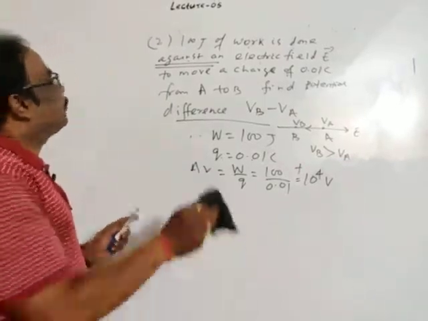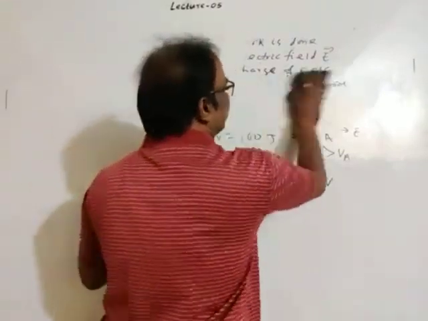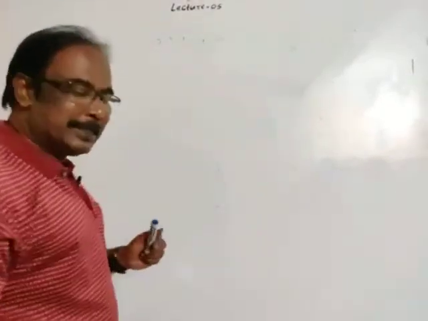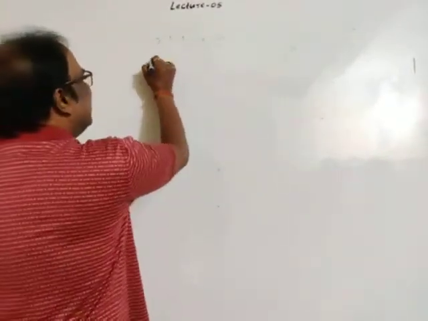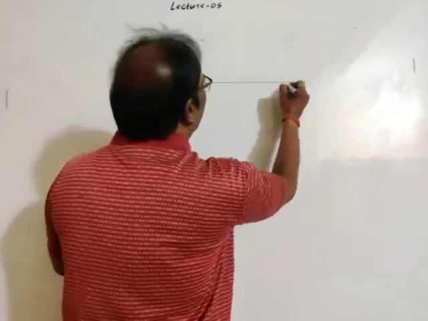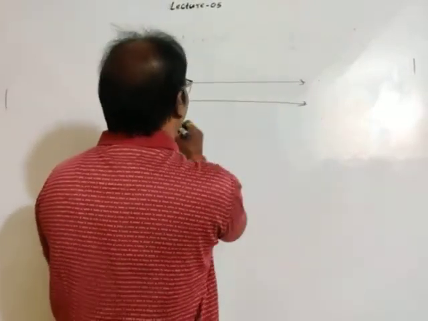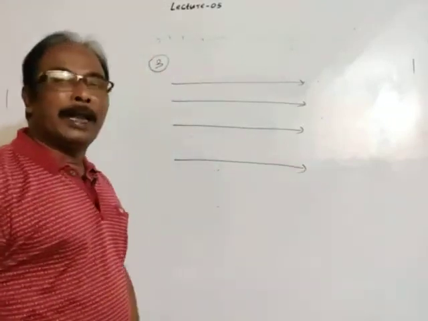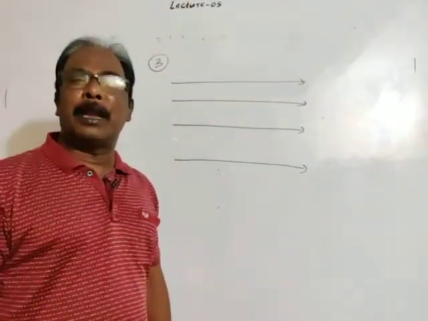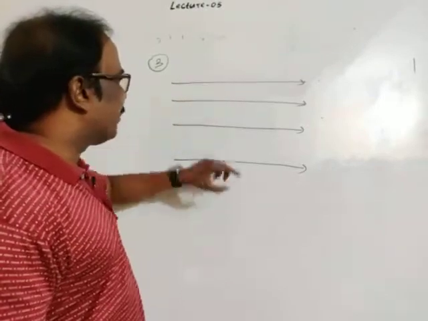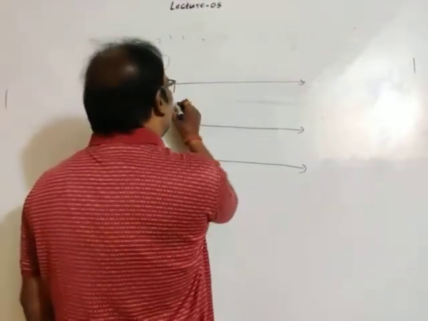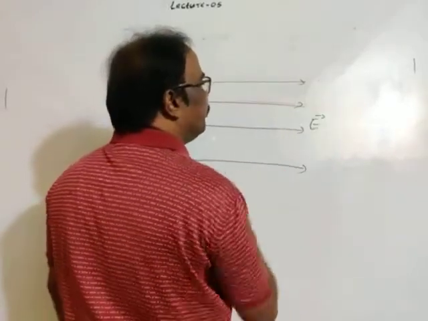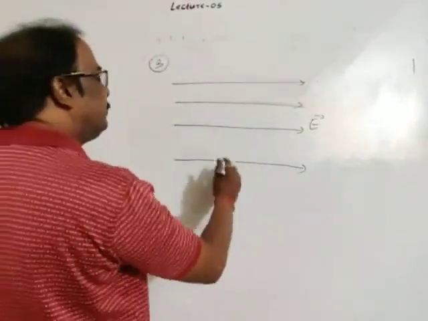Okay. Then question number 3. These are easier questions. Question number 3. Let in a uniform electric field. This is a uniform electric field. As we know, if electric field lines are parallel and equidistant, then electric field is uniform. So this is a uniform electric field.